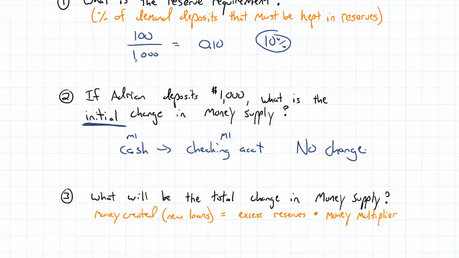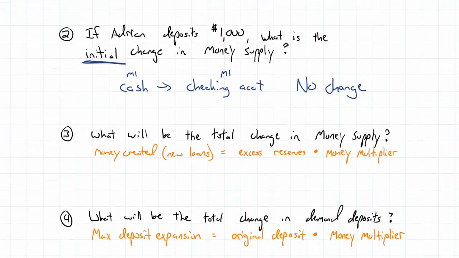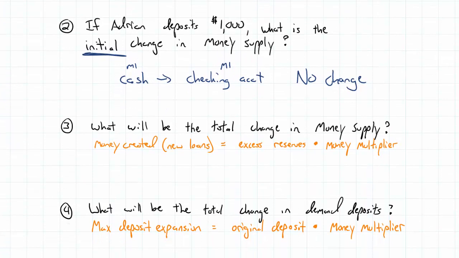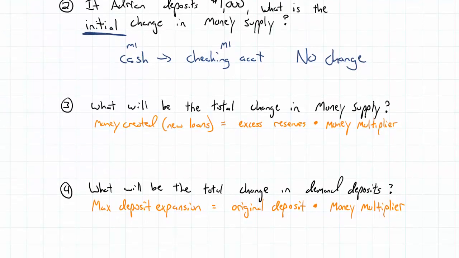When we start talking about changes in money supply after money's been deposited, lent out, redeposited, lent out, redeposited, lent out, and so on, then we will have a bigger change in the money supply. But right now, the change is zero. What will be the total change in the money supply? Now, this is what I'm referring to. After all of the money has been deposited and redeposited, you're going to get a much larger number. And what we can do is use this formula right here.